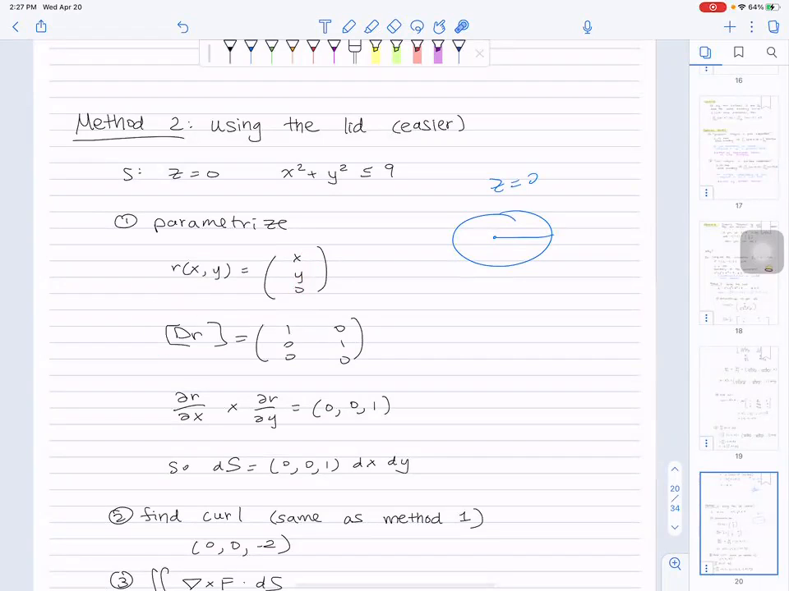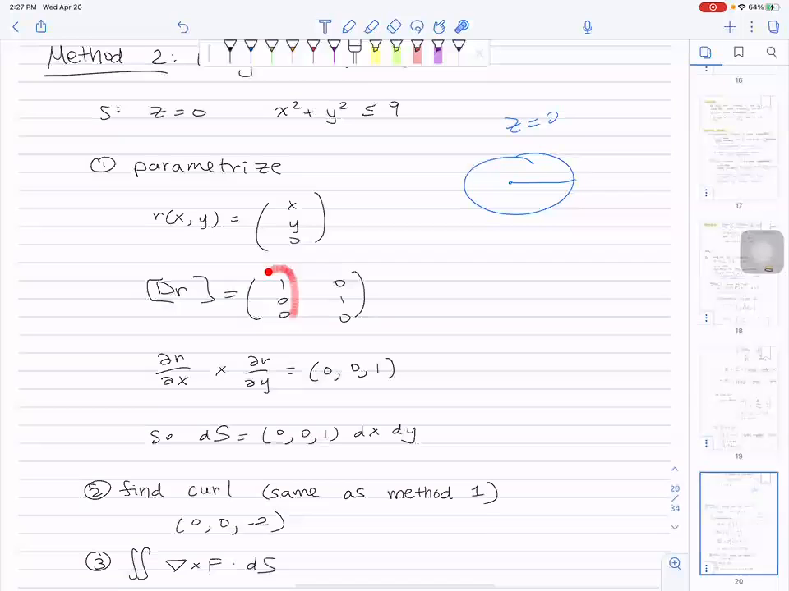Then I need to find a derivative matrix, which is 1, 0, 0, 0, 1, 0. The point of this is that we're parameterizing so that we can find what is dS. If I take the cross product of our columns, I end up getting 0, 0, 1. And so dS will be 0, 0, 1 dx dy, which you also kind of just saw in the derivation.